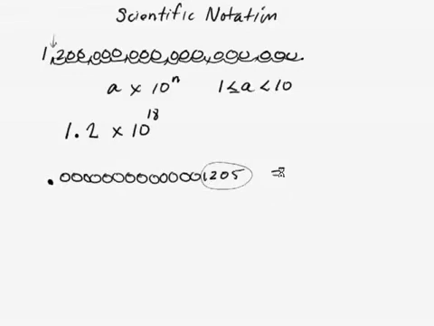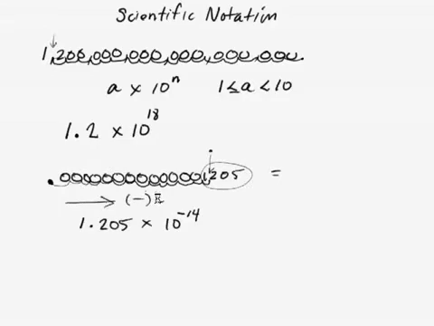So this will be equal to 1.205 times 10 to the, now we want the decimal point right here. So let's see how many jumps we have to do. 1, 2, 3, 4, 5, 6, 7, 8, 9, 10, 11, 12, 13, 14 jumps. So this is going to be negative 14. So when you're moving the decimal point this way, you'll have a negative exponent. And when you're moving the decimal point in this direction, you'll have a positive exponent.